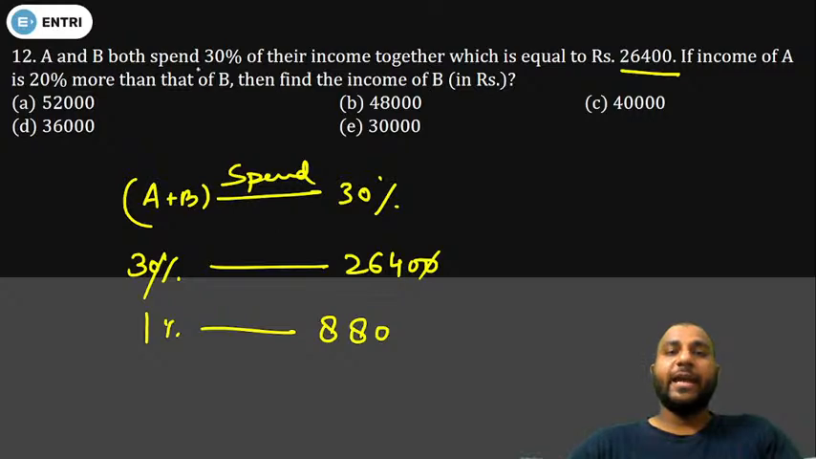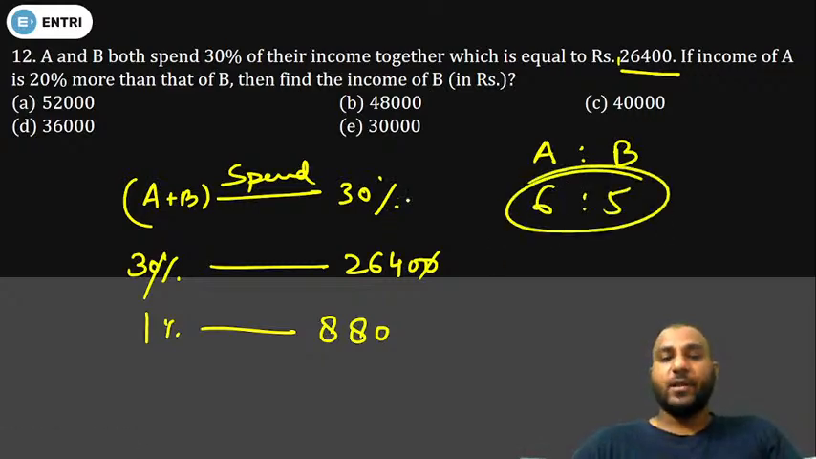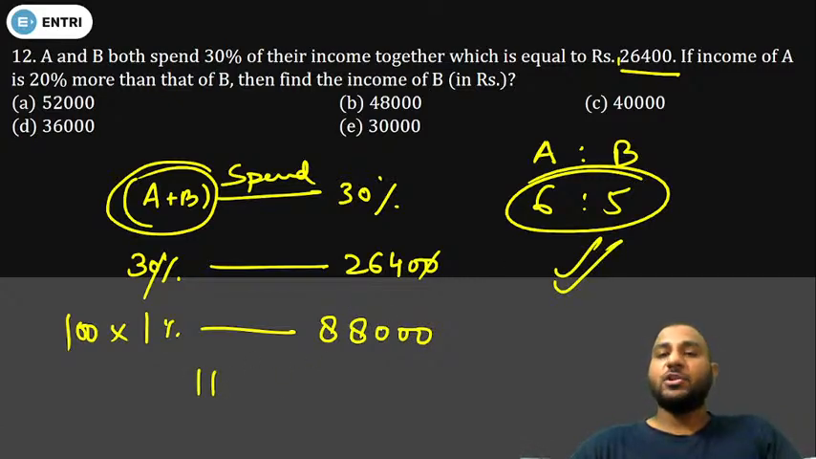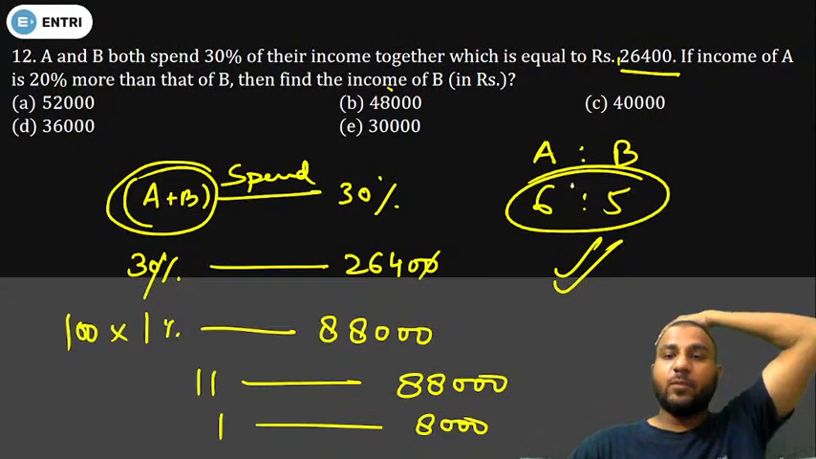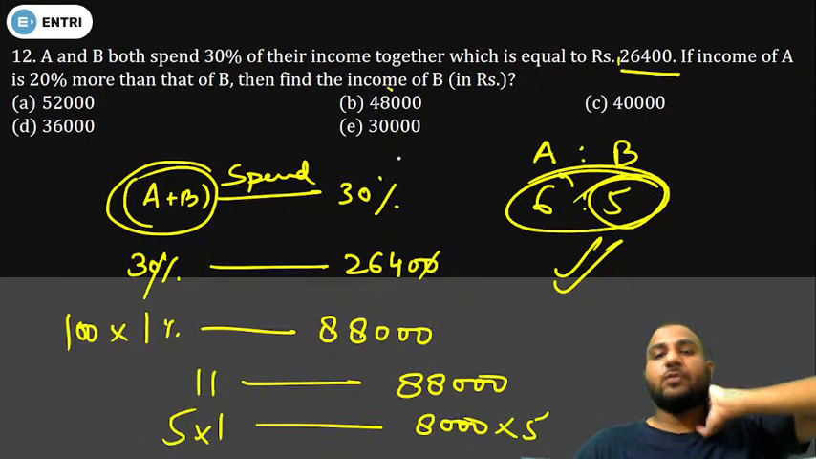A and B's total expenditure is 30% of their total income, that is 26,400, which means 30% equals 26,400, 1% equals 880 rupees. Now they're asking, income of A is 20% more than B, clearly 6:5. If we talk about 100%, 100% will be the total of A and B's income, 88,000, and that will be equal to 11 ratio because in the ratio it is 11. So 88,000 equals 11 ratio, 1 ratio equals 8,000. Then find the income of B. B's income would be 5 ratio, which means 40,000. Clearly option C is the correct one.